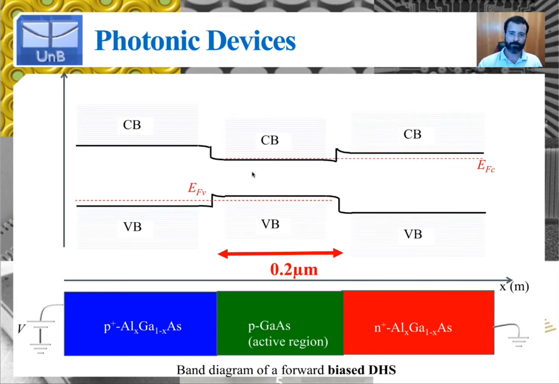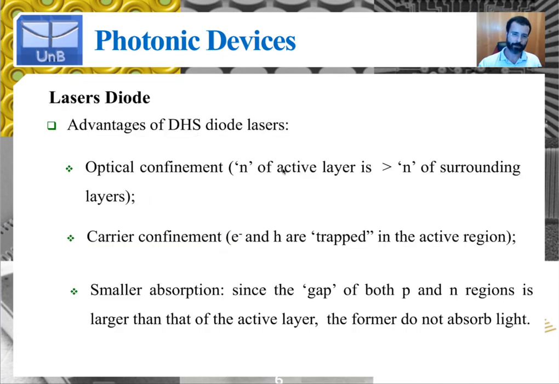Therefore, we'll have, in a small region of space with a width of hundreds of nanometers, a very large carrier concentration for both electrons and holes, much larger than you would have in a homojunction. So that's another factor that contributes to the decrease in the transparency and threshold currents. And finally, you have a device that absorbs less of the emitted photons, right?